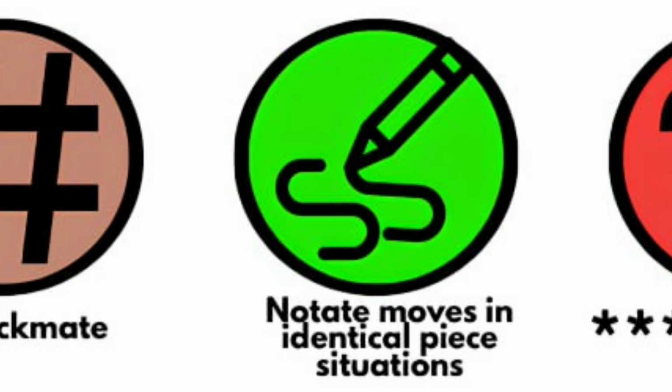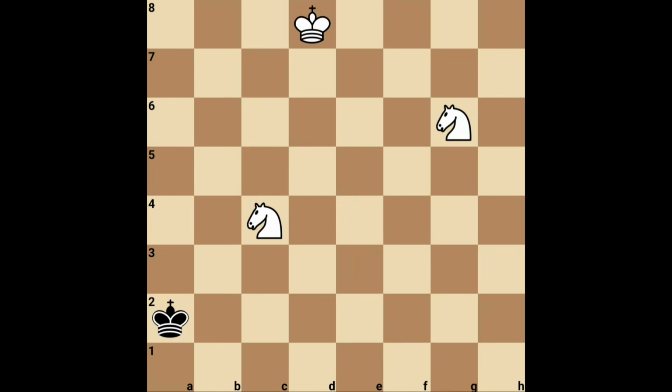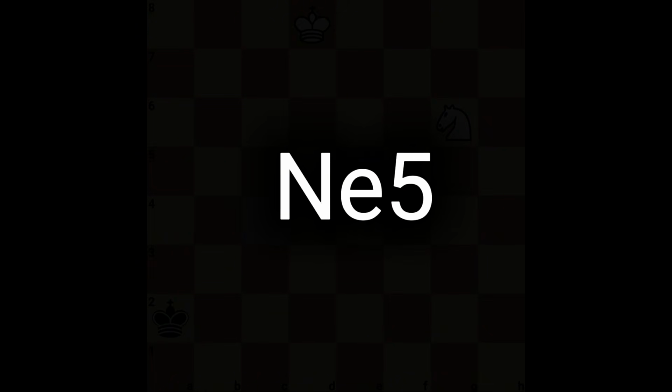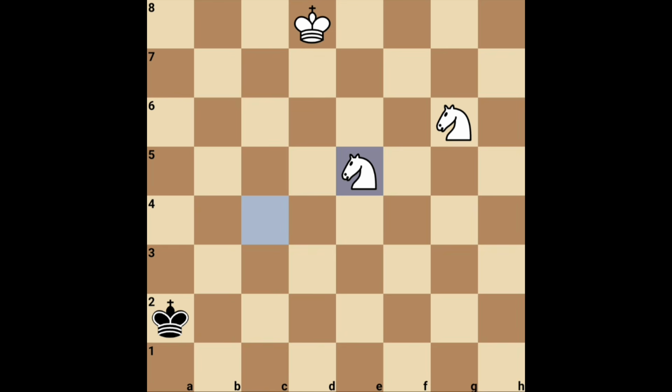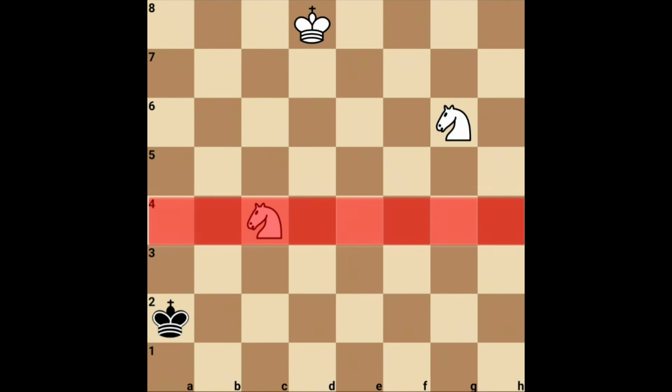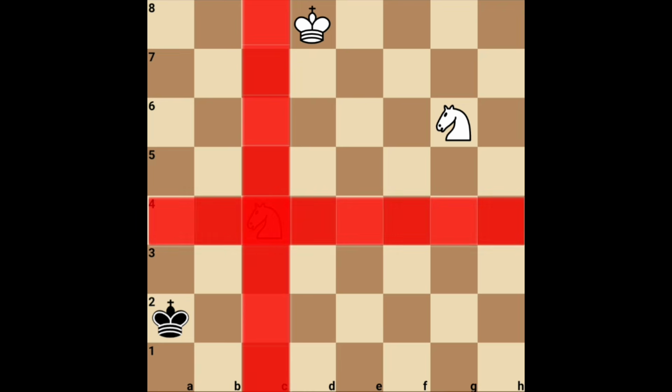Notate moves in identical piece situations. It's tricky to write when there are similar pieces that can go to the same square. In this position, if we say knight to E5, it shows the knight goes to E5, but which knight? In such situations, where two or more identical pieces can move to the same square, we need to specify either the file, rank, or even both after the notation of the piece.